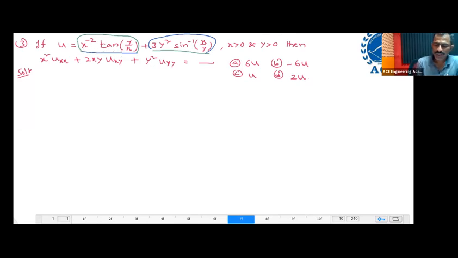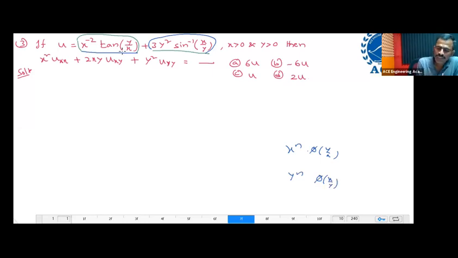If each function is a homogeneous function with the same degree, then only u will be homogeneous. Otherwise, it is not a homogeneous function. But here, we can directly check whether it is homogeneous or not, because the first function is in the form of x power n into some function of y by x, and the second one is a function of x by y into y power n. Both are in this form.